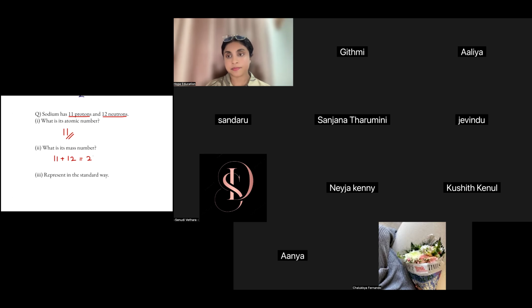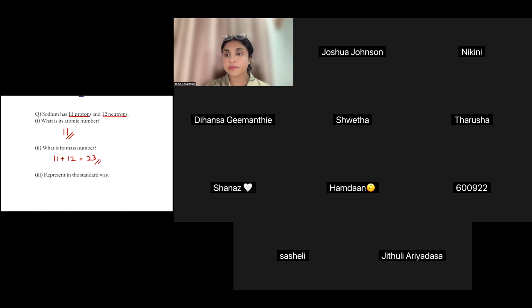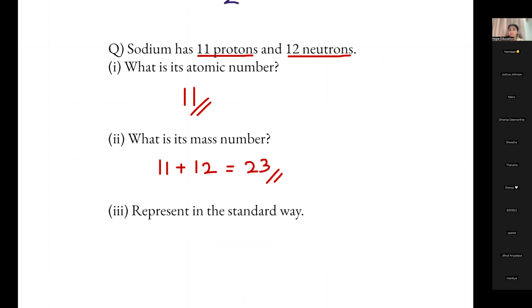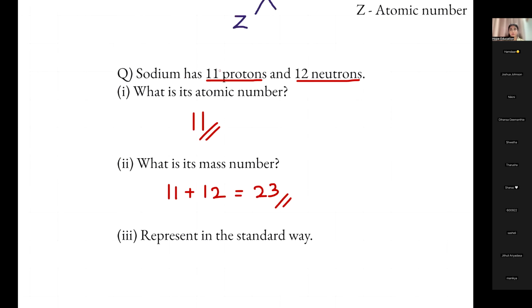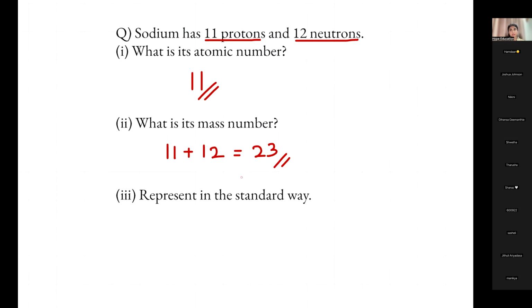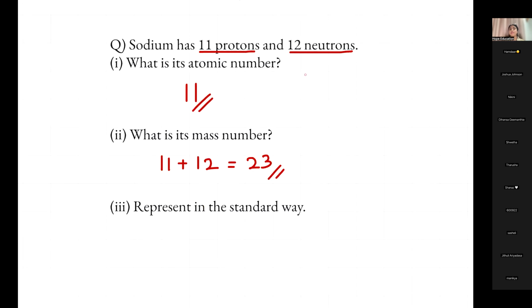Yes. How about the atomic number? The atomic number equals the number of protons. If protons are 11, the atomic number is 11. Protons equal the atomic number. Okay? Right. Did you understand the mass number there? Protons plus neutrons. So protons 11, neutrons 12, 11 plus 12 is 23.